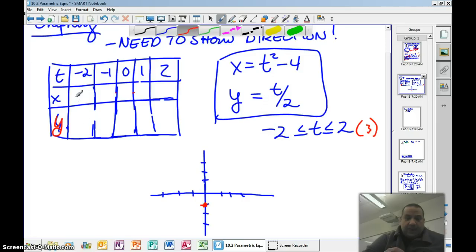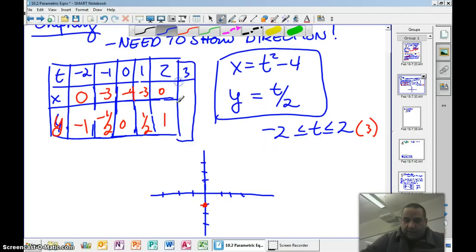When t is negative 2, x is 0, and y is negative 1. So far, so good. I'm just filling in a table here. When t is negative 1, x is negative 3, and y is negative 1/2. When t is 0, x is negative 4, and y is 0. When t is 1, x is negative 3, and y is 1/2. When t is 2, x is 0, and y is 1. And I'll go that extra mile for you because I love you. When t is 3, x is 5, because 9 minus 4 is 5, and y is 3/2.